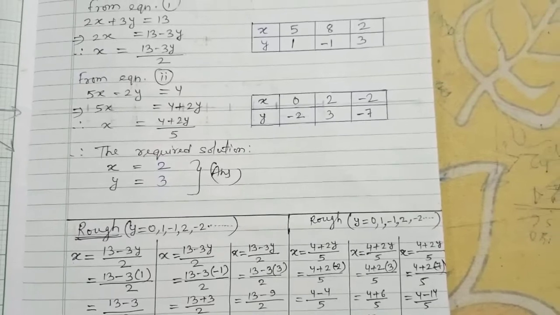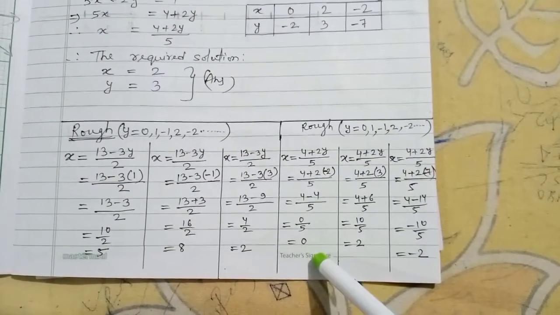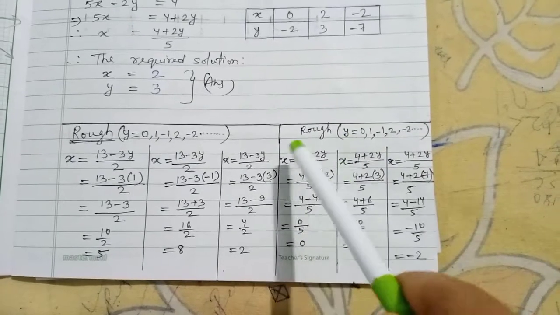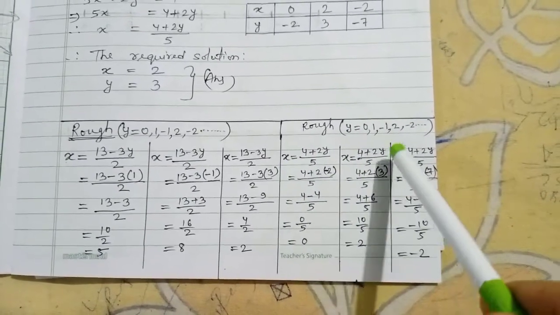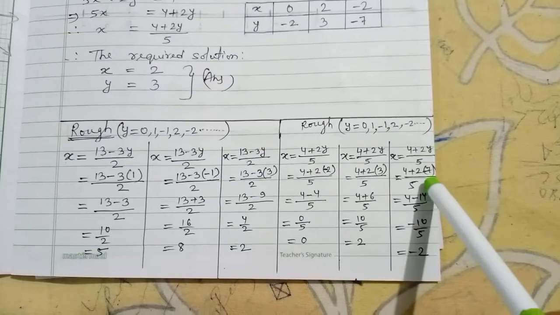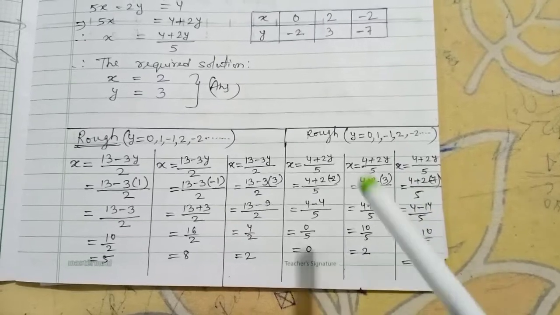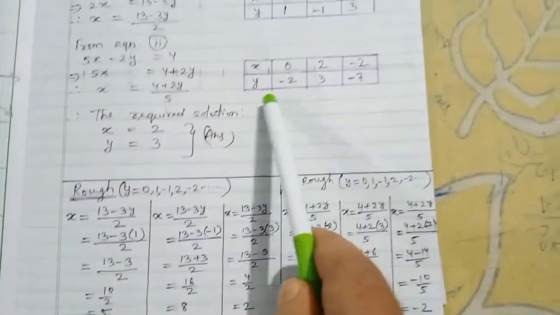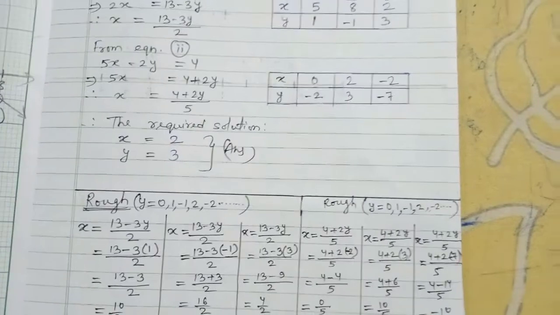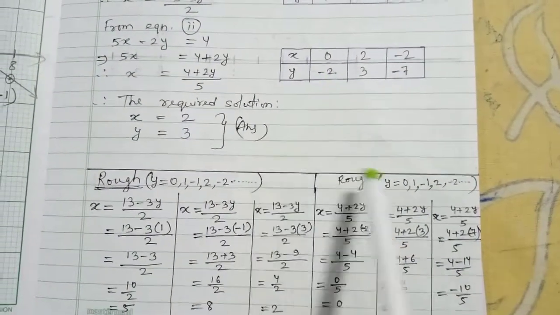But -2 was successful. And how was -2 successful? Everything is defined here. When y is -2, x is 0. When y is 3, x is 2. When y is -7, x is -2. All that rough work I have done here and put the values here. Now definitely, children, what happened here?